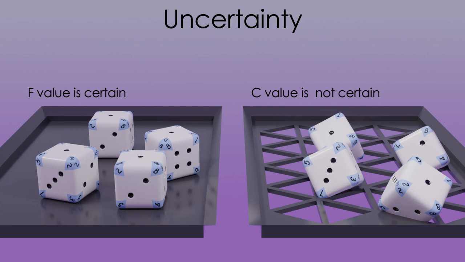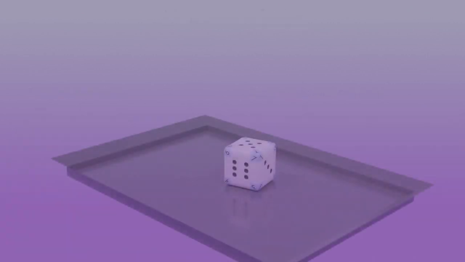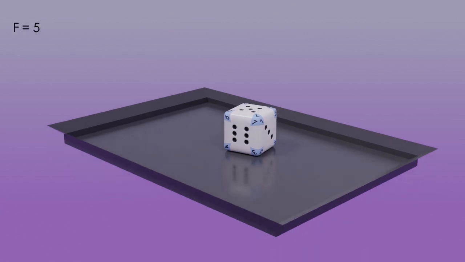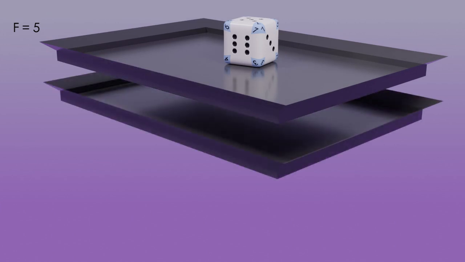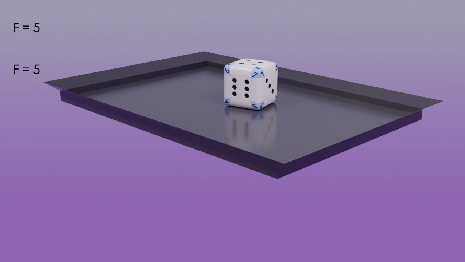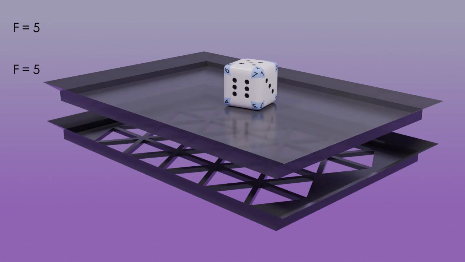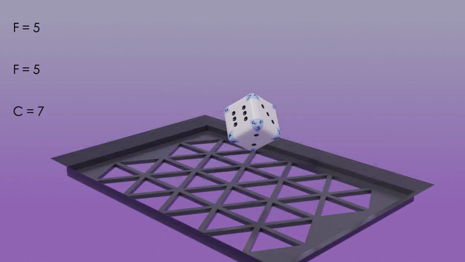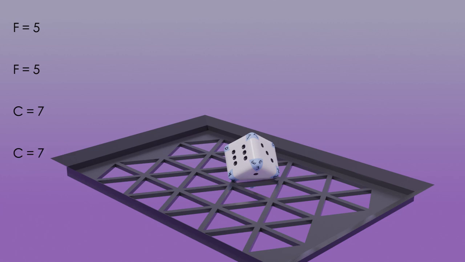We can also illustrate this uncertainty with consecutive measurements. We prepare the system to be in the face state f equals 5. This value is certain, which means that if we again measure the face value, we again get f equals 5. But the corner value is uncertain. This time we happen to measure c equals 7. When we measure it again, we again get c equals 7.